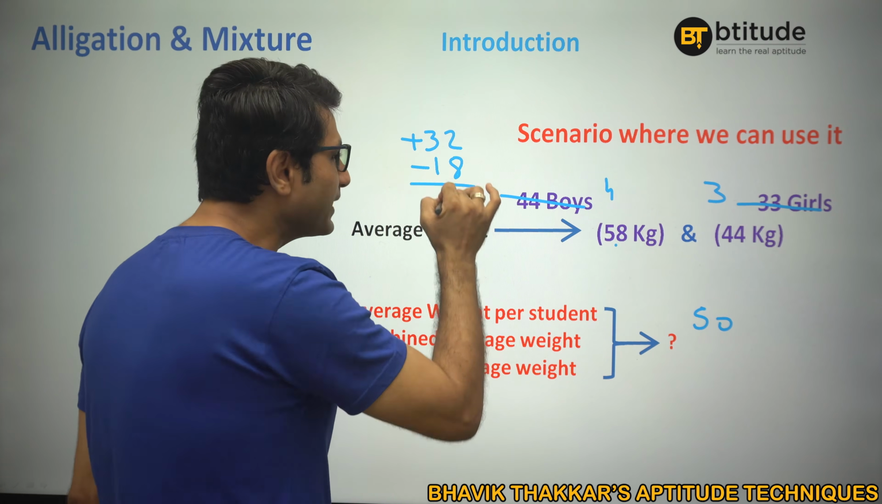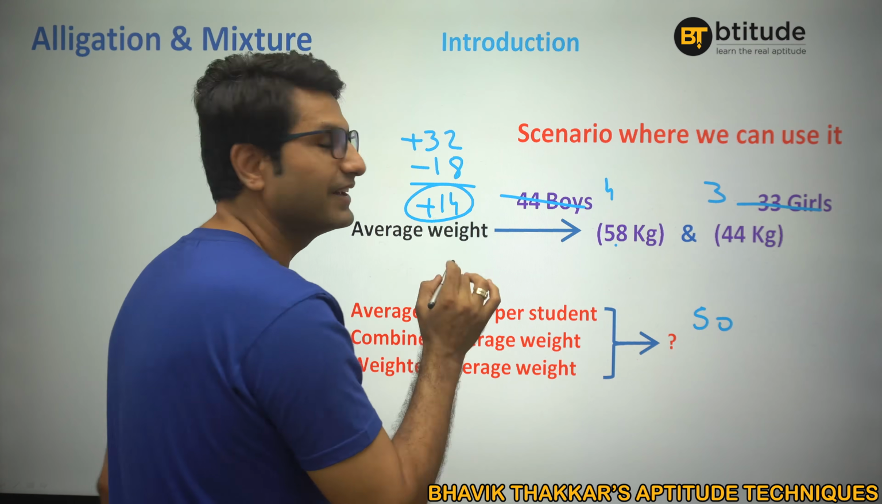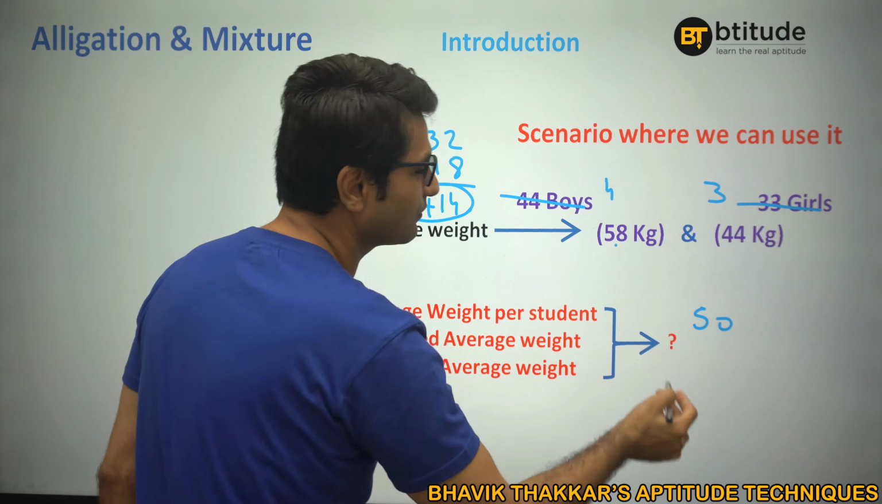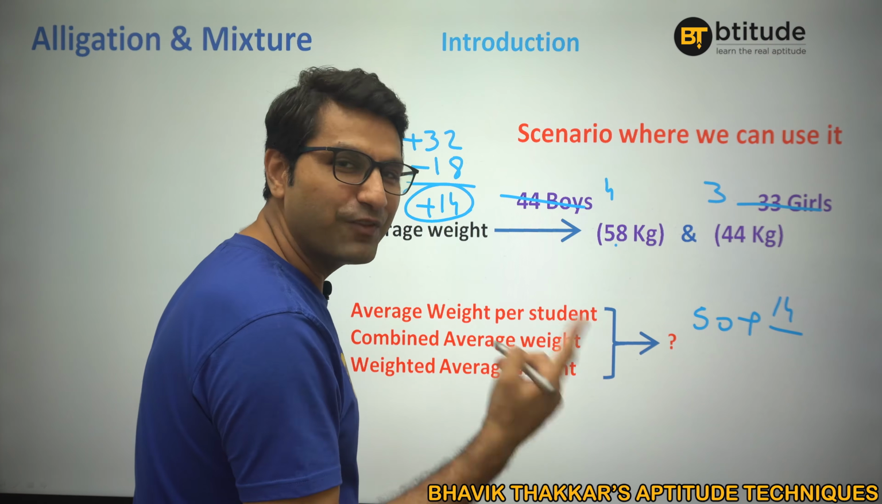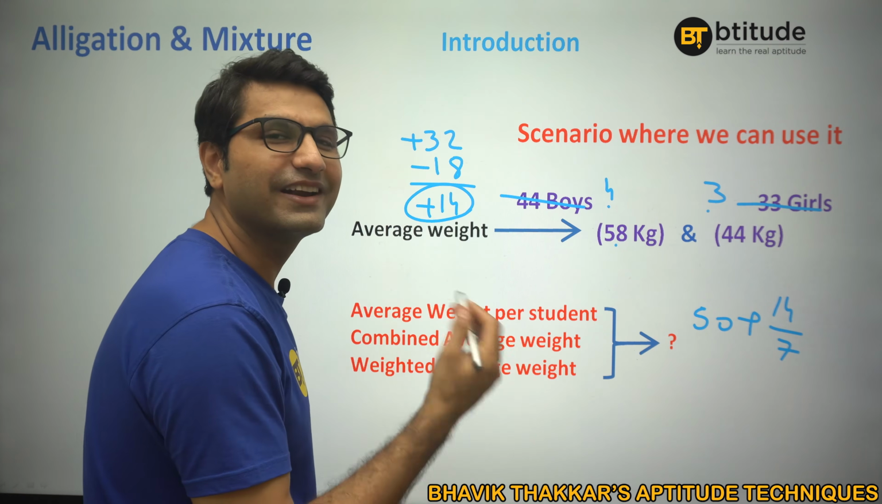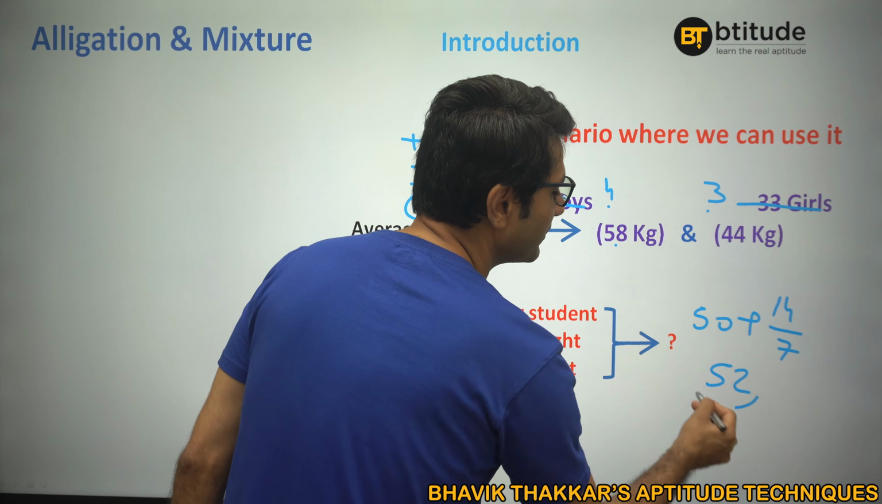So what is the combined impact? The combined impact is that we are actually 14 ahead of our assumed average. Our assumed average is 50, and we are 14 ahead in total. So average-wise, it is 4 plus 3, 7. So this excess, we will divide among 7. So 14 by 7 is 2. So the exact average will be 52.